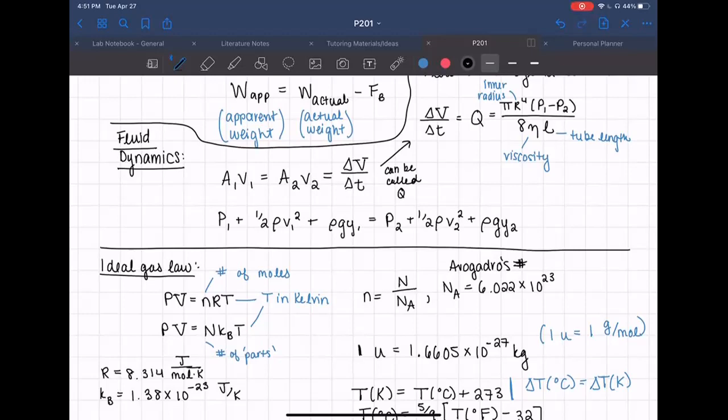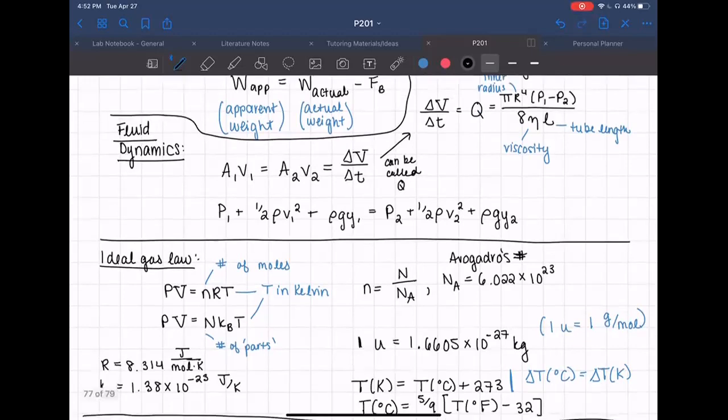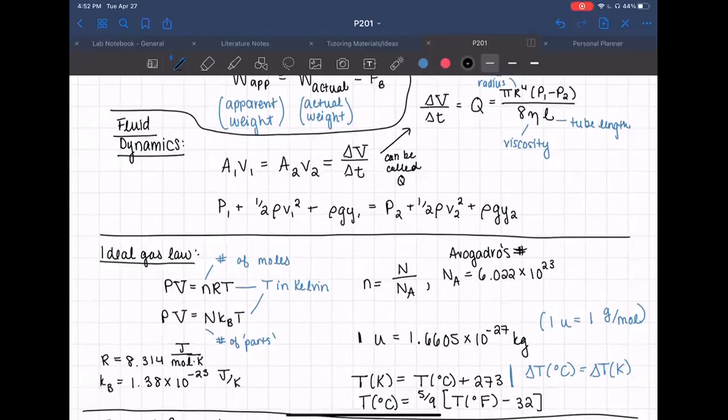I don't think that the Q equals pi r squared equation is something that would be a concept hit on the exam. Same with the diffusion one, it just doesn't seem like a big enough or important enough concept for P201 to need to be an exam question. I wouldn't care. I wouldn't test you guys on that.